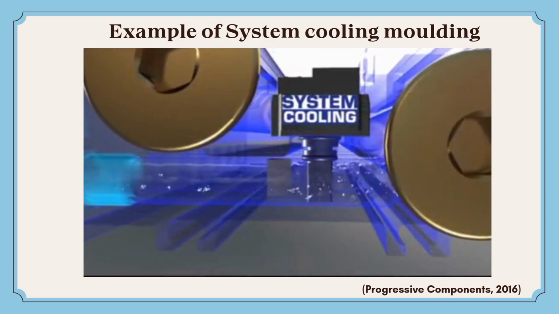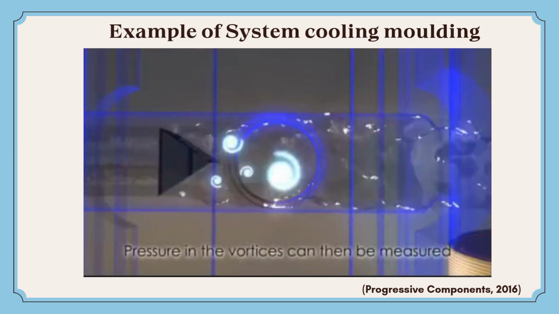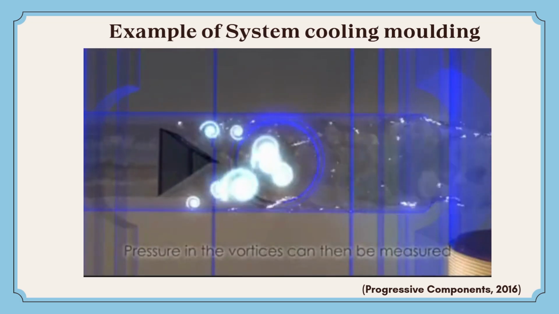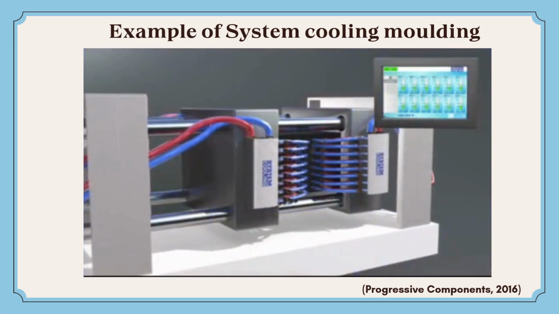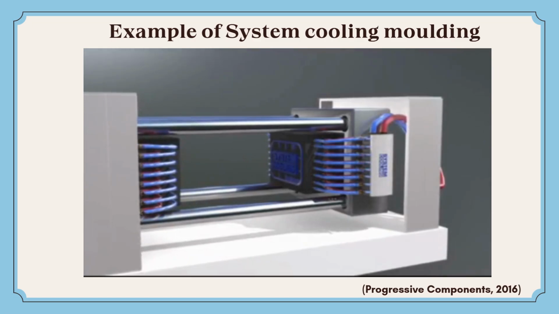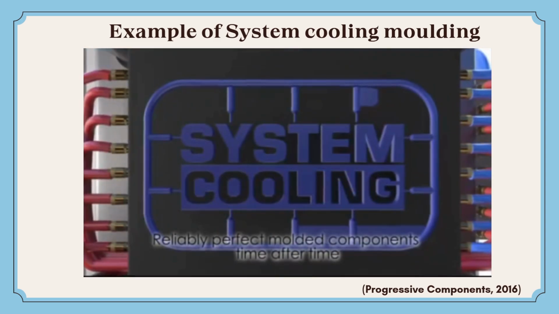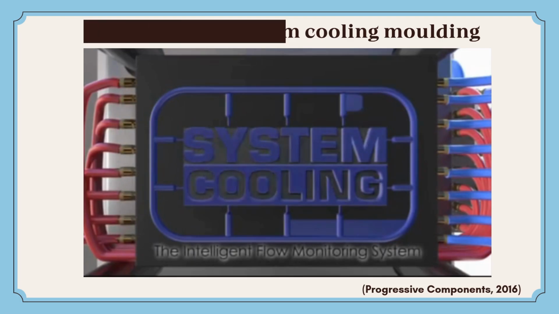The compact sensor uses the vortex flow principle. The bluff body creates small eddy currents, and by measuring the pressure within these vortices, we can accurately measure the flow rate. Easily accessible and precise data that can be stored in the system's internal memory, guaranteeing ultimate traceability. Increased accuracy, greater productivity, and reliably perfect molded components time after time. The intelligent flow monitoring system.